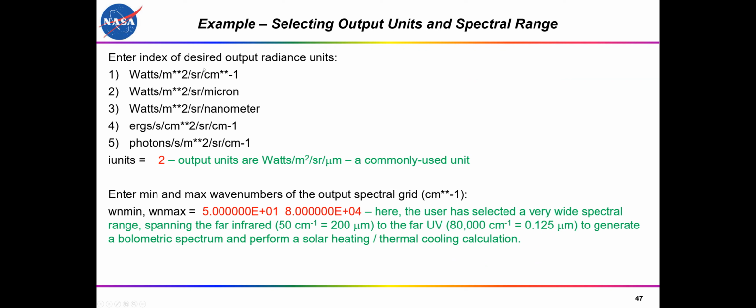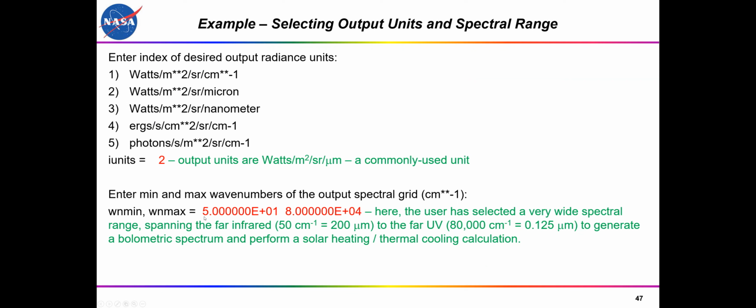What unit do you want? These are your unit choices. Notice most of them are in watts per square meter per something, but somebody always wants ergs per square centimeter, and somebody always wants photons per second. So I've included those as output units.